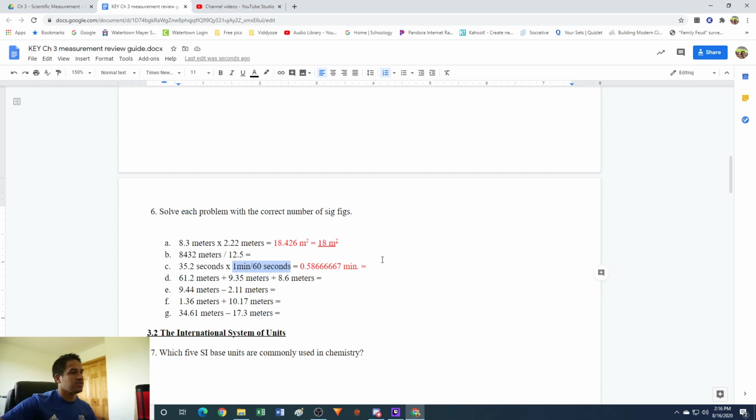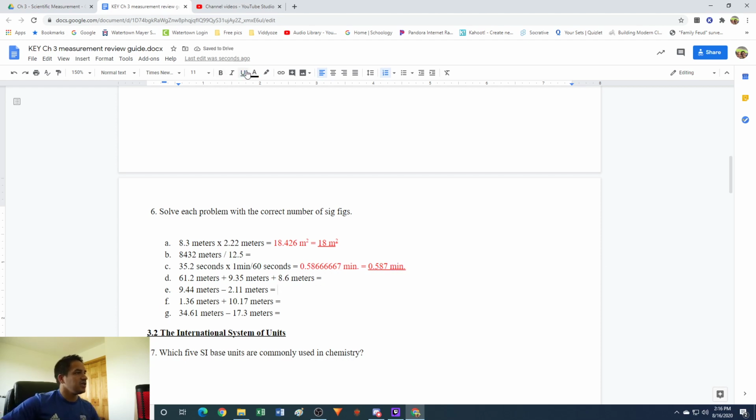So we're only going to round this to 3 sig figs, which means we're going to keep the 5, the 8, and the 6, and then this 6 will round that 6 up to a 7. So our final answer here will be 0.587 minutes. This is going to be our final answer with 3 significant figures.